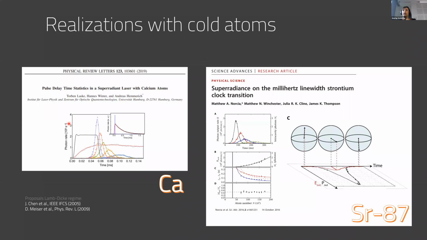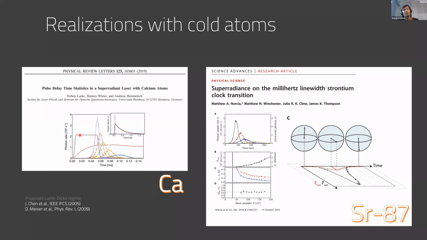Now, there have been recently some realizations of superradiance that's interesting for clock purposes. Superradiance is by no means a new phenomenon. Dicke published his paper in '54, and in the '80s especially, there was a vast amount of publications on superradiant lasers and superradiant systems, but never at that time, obviously, in cold atom systems.